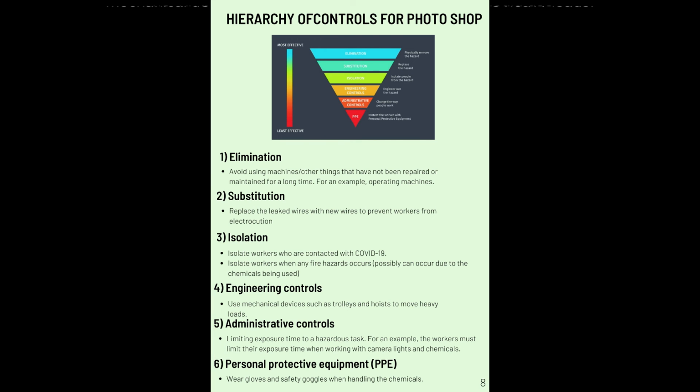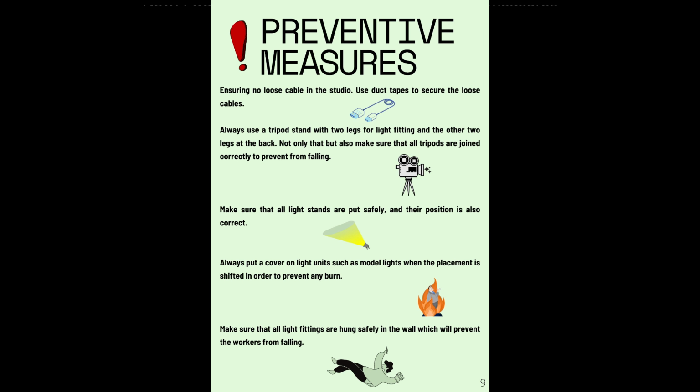The fourth part is engineering controls, where we should use mechanical devices such as trolleys and hoists to move heavy loads. The fifth part is the administrative controls, where we should limit exposure time to a hazardous task. For an example, the workers must limit their exposure time when working with camera lights and chemicals. Finally is the personal protective equipment part, which is PPE, where we should wear gloves and safety goggles when handling the chemicals. Now I would like to continue with the preventive measures for the hazard.